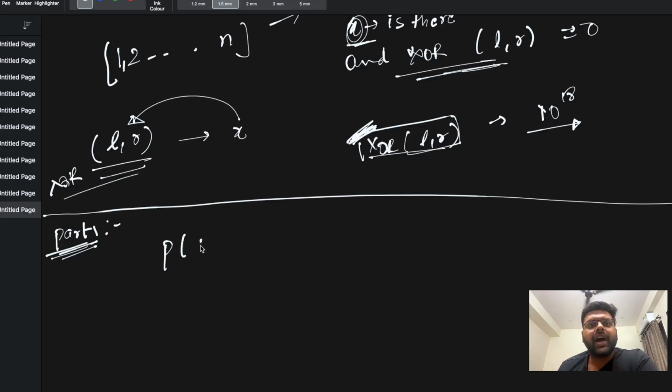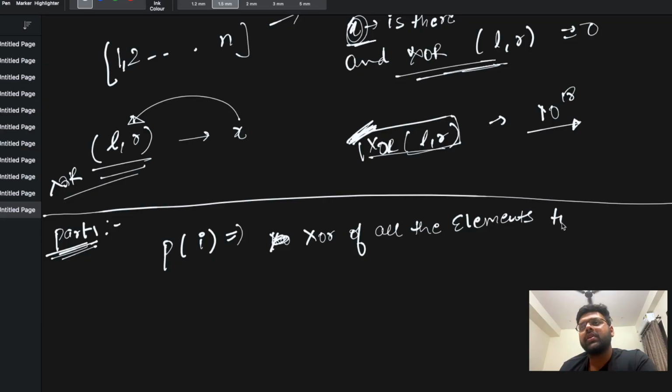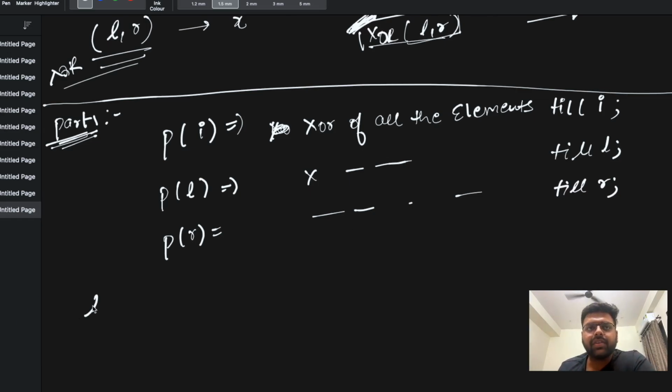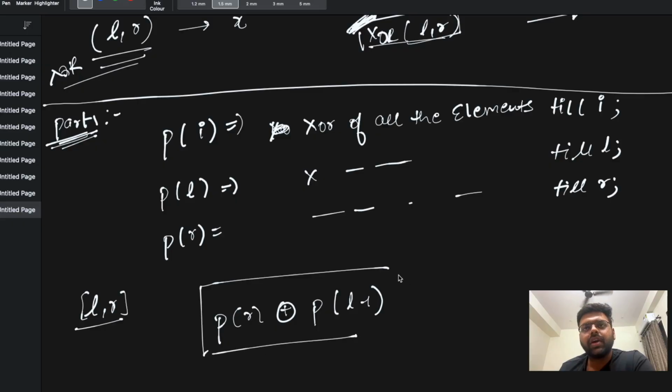So let me give you a hint. Let's define P of I as the XOR of all the elements till I. Similarly, P of L would be the XOR of all the elements till L, and similarly for R, the XOR of all the elements till R. Now if I need to find the XOR from L to R, wouldn't it be simply P of R XOR P of L minus 1? It would have simply been this.